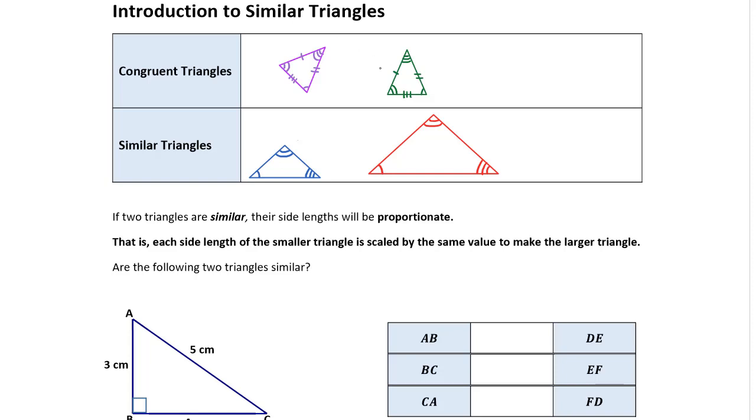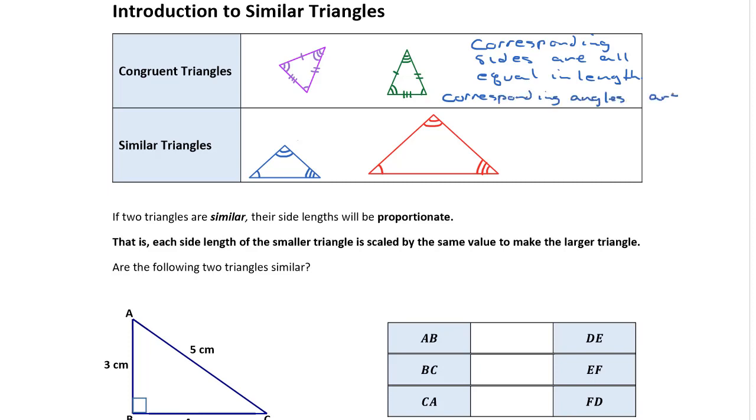In this activity, we're going to take a look at an introduction to similar triangles. We're going to start by first taking a look at congruent triangles. Two triangles are said to be congruent if their corresponding sides are all equal length. And in congruent triangles, all corresponding angles are also equal. The symbol we use to denote two triangles being congruent looks like this.